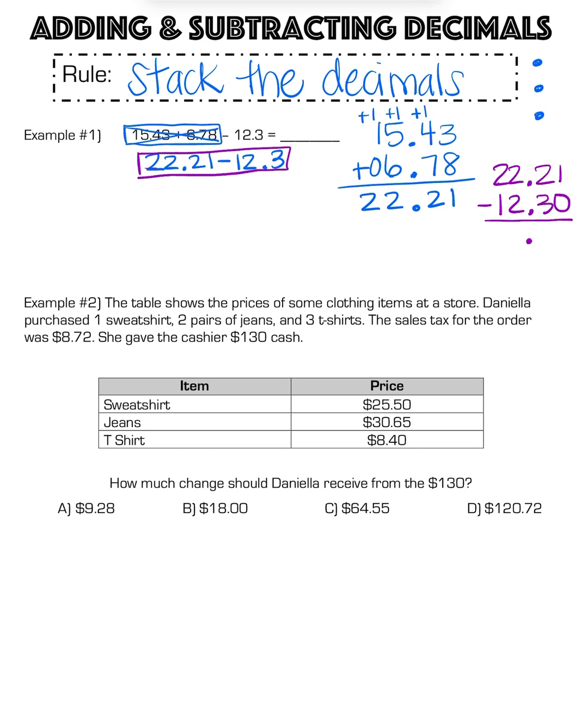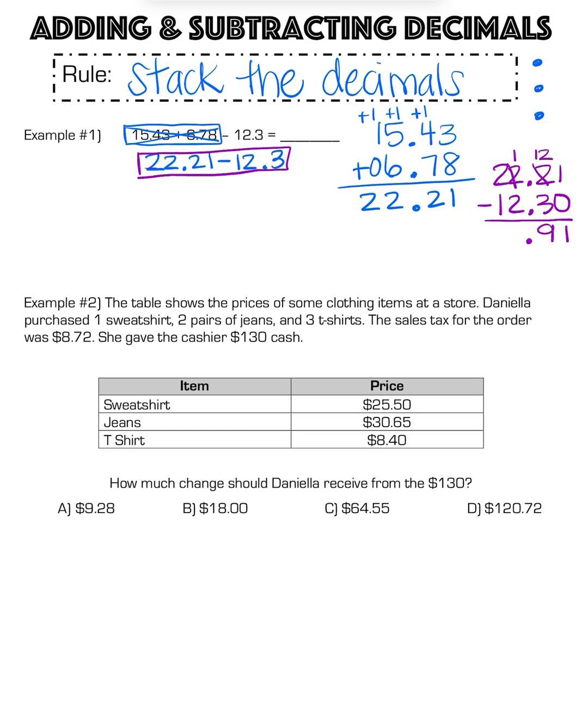1 minus 0 is 1. I cannot take 3 from 2. So more on the floor, go next door. So we need to go next door and borrow. My 2 becomes a 1, and my 2 on this side becomes a 12 because I borrowed 10 from my next door neighbor. So 2 plus 10 is 12. 12 minus 3 is 9.